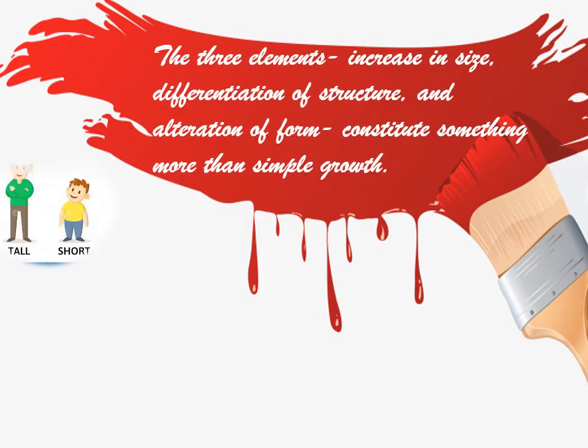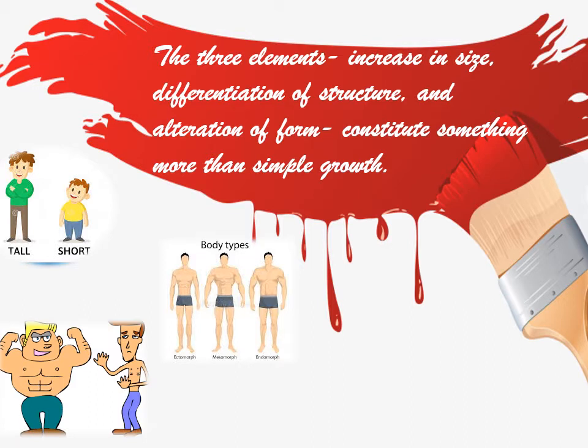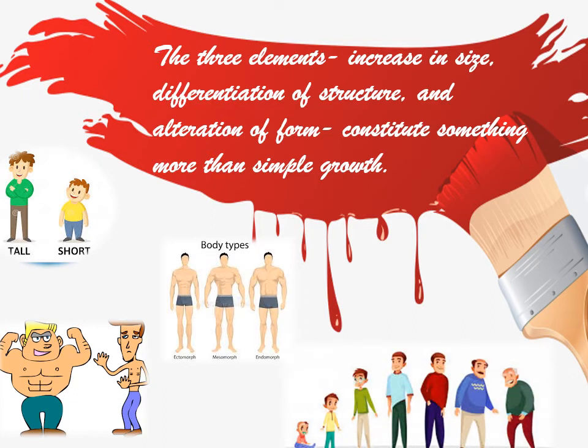Number 2. The three elements, increase in size, differentiation of structure, and alteration of form, constitute something more than simple growth. Together, they comprise development, the series of orderly and irreversible stages that every child goes through, from the beginning of its life to the end. In everyday speech, the words growth and development are used almost interchangeably. It must be clear when dealing with learners that growth is only one aspect of the process of development.